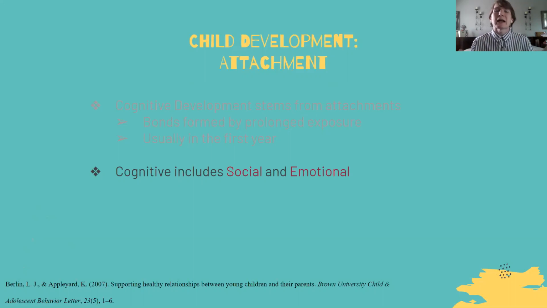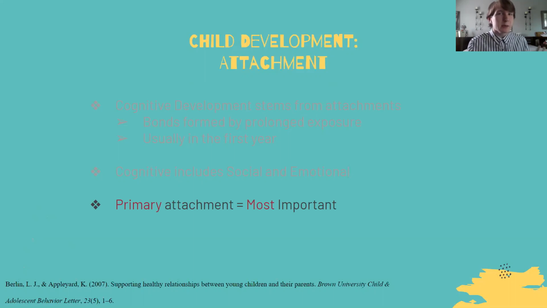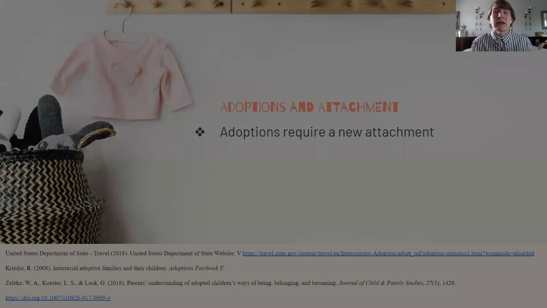Now, when we're talking about attachment theory, we generally refer to the primary attachment, which is usually the most important. Usually it's formed between the mother and the child. However, the mother is really replaceable with whoever is considered the primary caregiver in this scenario. Now, in adoptions, a new attachment has to form.